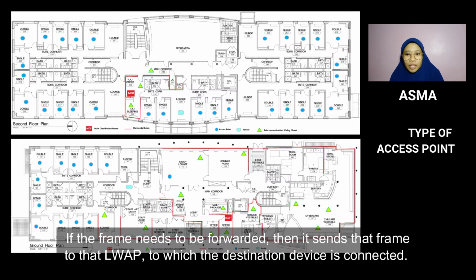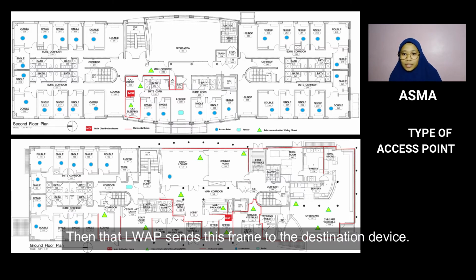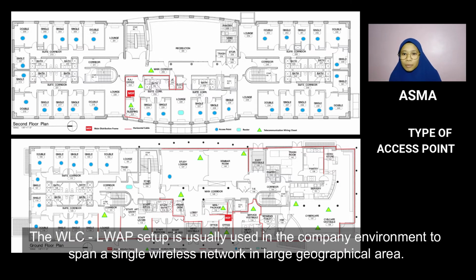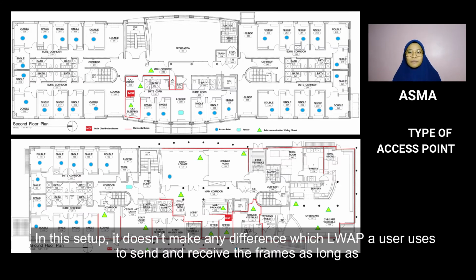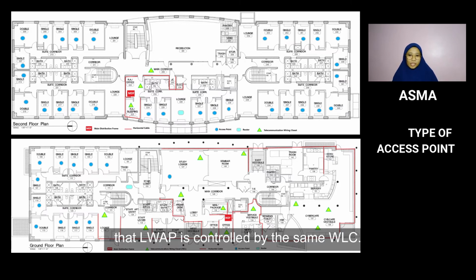If the frame needs to be forwarded, then it sends that frame to the LWAP to which the destination device is connected. Then that LWAP sends this frame to the destination device. The WLC-LWAP setup is usually used in company environments to span a single wireless network over a larger geographical area. This setup allows users to roam around the office premises, campus, or building and stay connected to the network. In this setup, it doesn't make any difference which LWAP a user uses to send and receive frames, as long as that LWAP is controlled by the same WLC.